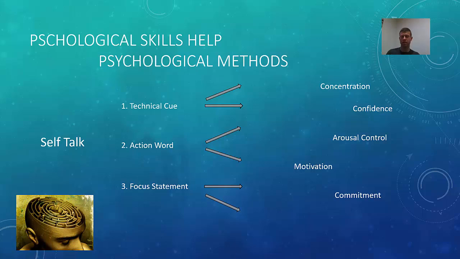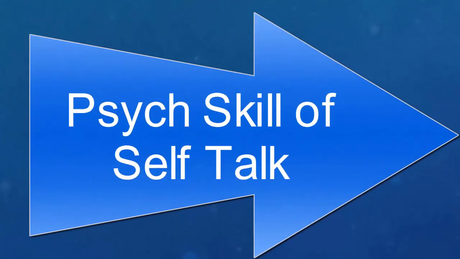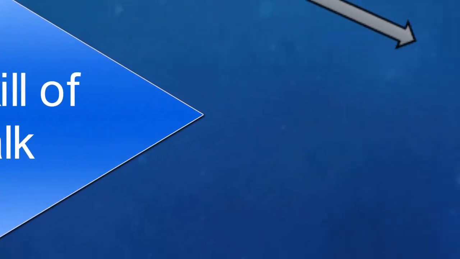Now during your assignments, it's really important that you don't say things like, in this session I'm going to work on my concentration. You need to say how you're going to focus on your concentration. For example, a certain type of self-talk may help with your concentration, or visualization might help with your concentration. So it's really important to make that link, that psychological self-talk does help a psychological method.